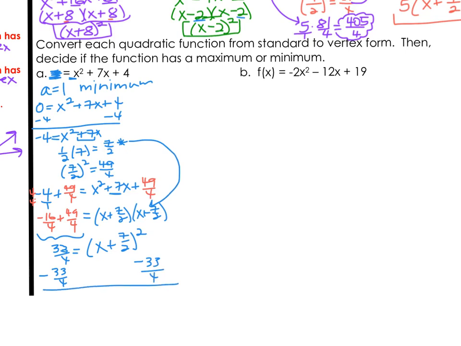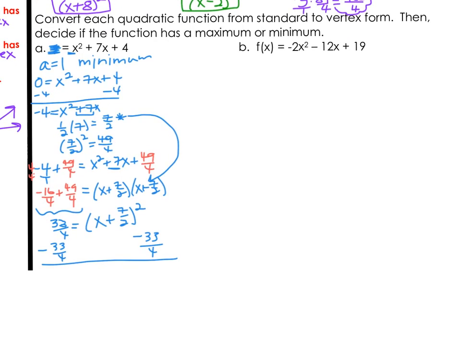There we go. So then we want to write our equation in vertex form. I'm going to go back to the y equals here, put a little star just to recognize that we're not setting it equal to 0. It'll be y equals x plus 7 halves squared minus 33 fourths. And there's your equation in vertex form.